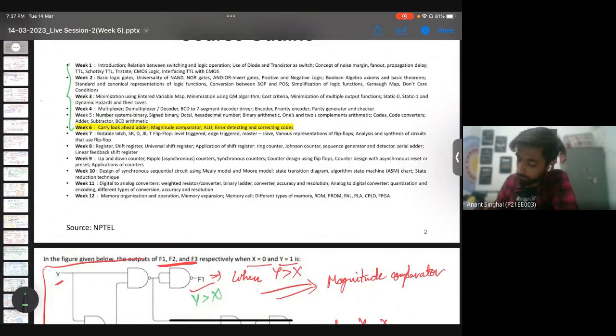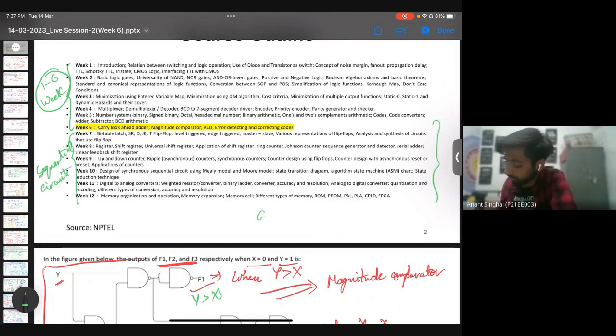So you can see that till week 6, from 1 to 6, we have covered the combinational circuits, and in the upcoming weeks, we will be covering the sequential circuits. This is the backbone of digital electronics. This will be asked in most of the competitive exams such as GATE, ESE, etc. So you need to be quite attentive, and you should attend these live sessions properly because this is the main content of digital electronics.